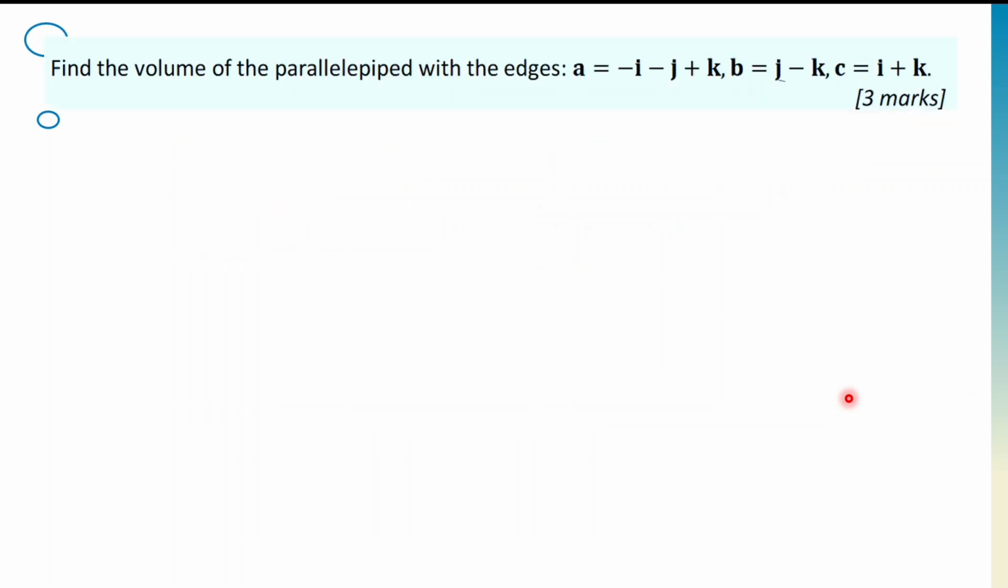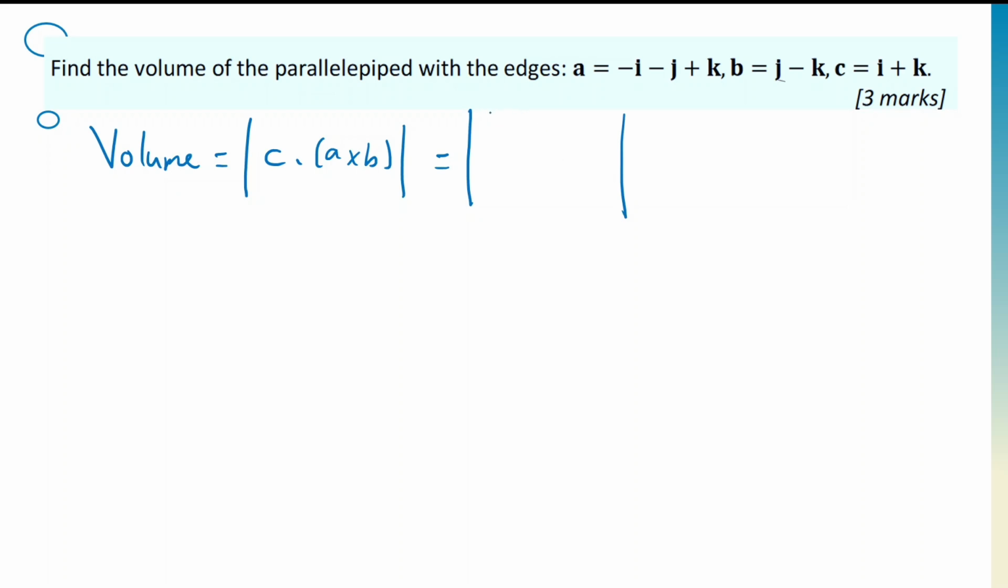What should be one of the examples? This is a previous exam question. It says you need to find the volume of the parallelepiped with the edges A, B, C. They give you three edges of the 3D shape. So what should the volume equal? As we saw, the volume should equal the absolute value of C dot A cross B. And we already showed that this is basically the determinant of the matrix of C and then A and then B in order.